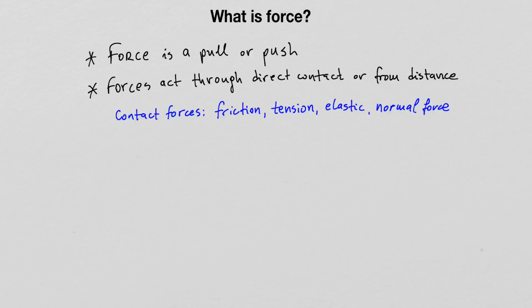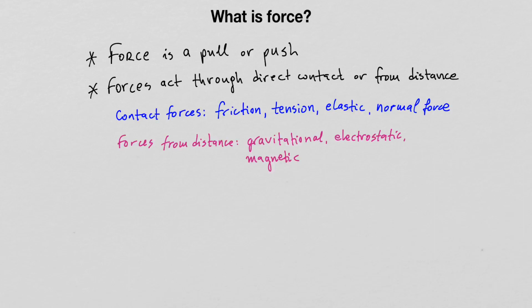Examples of contact forces are the force of friction, the force of tension in a rope or a cable, the elastic force in a rubber band or a spring, and the normal force which arises from the reaction of a surface on which an object is resting due to its gravitational weight. And examples of forces that act from a distance are the gravitational force, the electrostatic force, and the magnetic force.